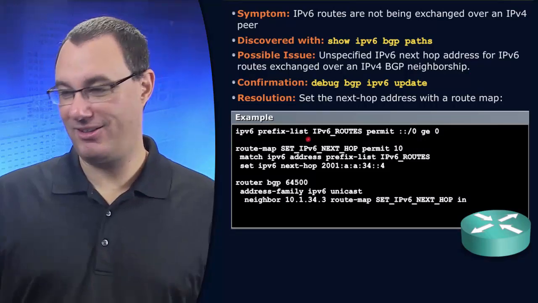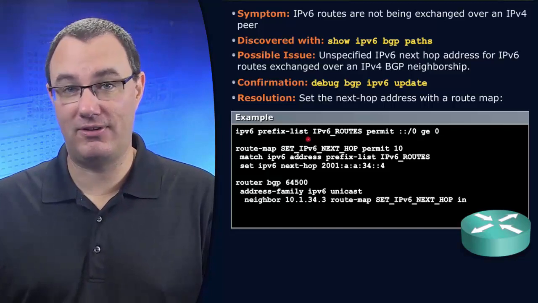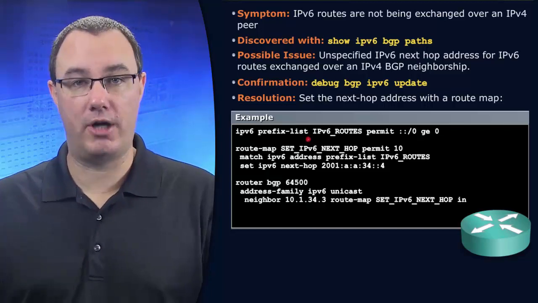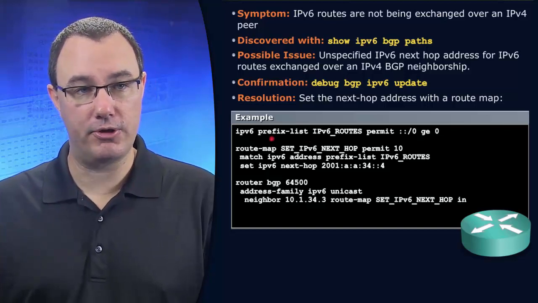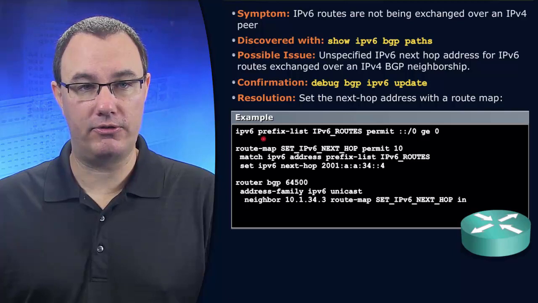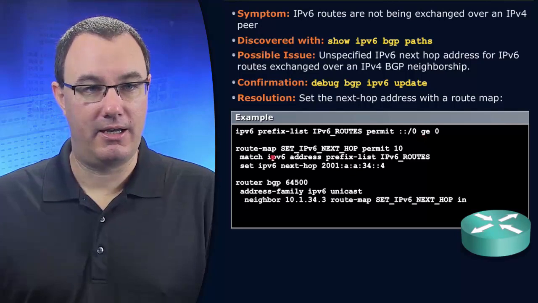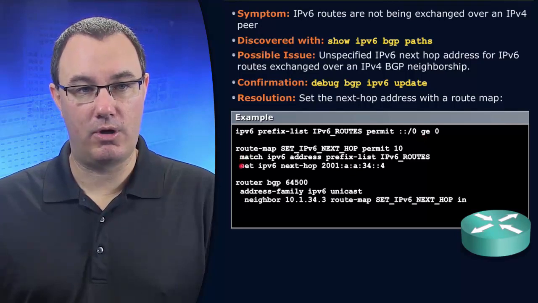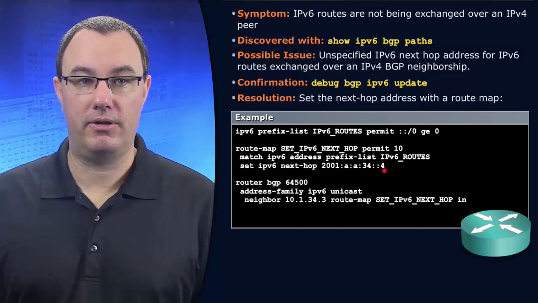Now, the way that the T-Shoot exam works is not that you have to type in a lot of commands to fix things, but you have to know what the cause and the appropriate resolution steps are. So what we have here is a prefix list that says, hey, basically anything. And it says then, I want to match that prefix list, and if that happens, set the next hop to this address.